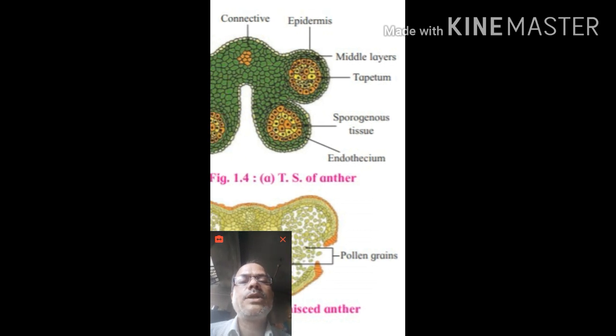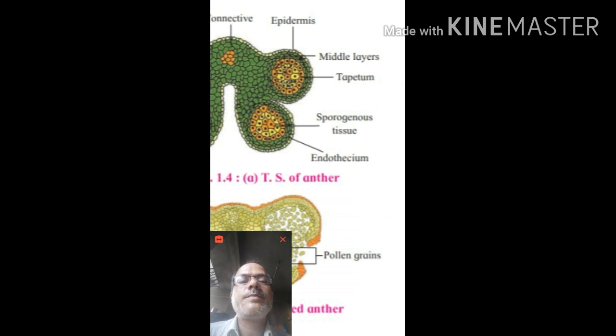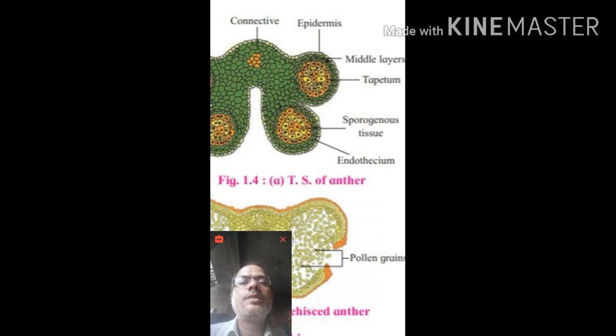The pollen grains are developed inside the pollen sacs or pollen chambers, and these pollen chambers are nothing but the site for the production of pollen grains. And the tapetum cells provide the food material to the developing microspores or pollen grains.